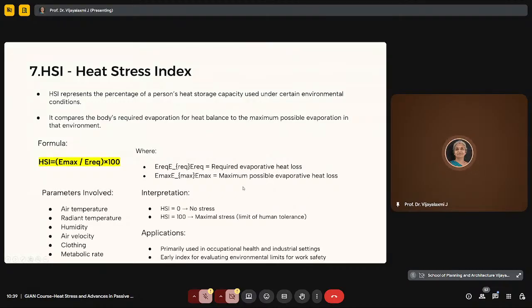Now, the heat stress index. Heat stress index represents the percentage of the person's heat storage capacity used under certain environmental conditions. It compares the body's required evaporation for heat balance to the maximum possible evaporation in that environment for it to cool down. This is again used in occupational heat stress and industrial settings, and also to understand worker safety.